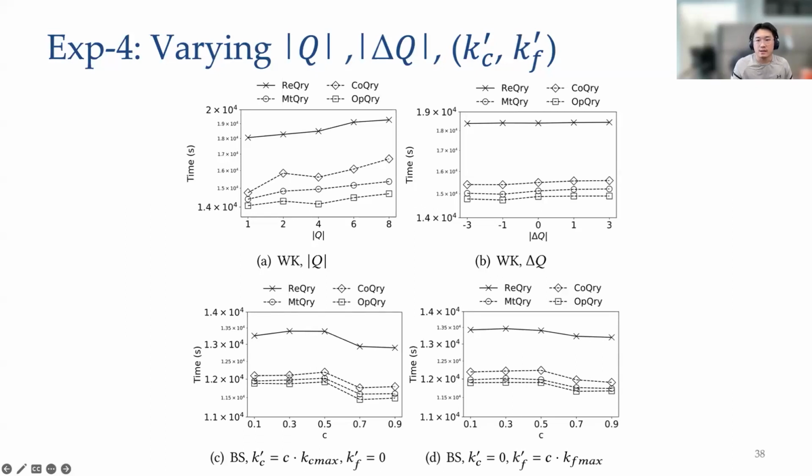And in all tested cases, co-query, MT query, and OP query are much more efficient than re-query. And OP query performs best among all competitors because OP query utilizes more previous results instead of only the latest one. And for varying KC prime and KF prime, as either KC prime or KF prime gets larger, all methods run faster because the size of the result gets smaller. OP query is the most efficient one among all competitors for the same reason as above.